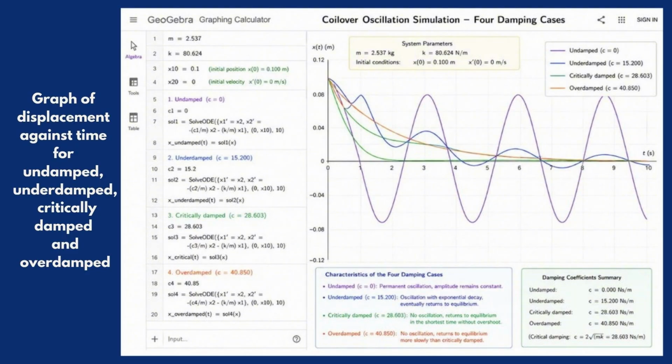Finally, the orange graph is the overdamped case where c equals 14.850. It also returns without oscillations but more slowly than the critically damped case. These graphs clearly show how damping coefficients affect the motion of the system. Now I will pass the presentation to the next speaker, Kasina.